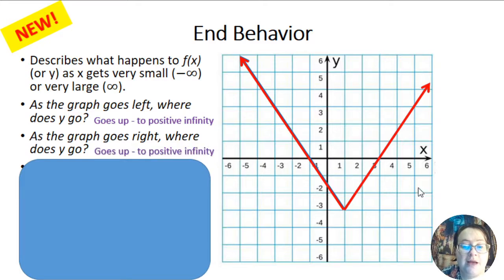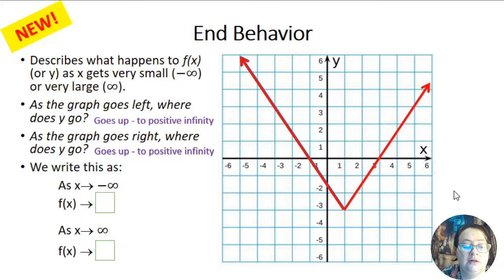So we would write the end behavior like this. And I usually write it out and I leave a blank beside f of x. Remember, f of x is the same thing as y. So as x goes to, that arrow means goes to, as x goes to negative infinity, the function goes to, and we fill in our blank here. And it went up towards positive infinity, so that's what we put.